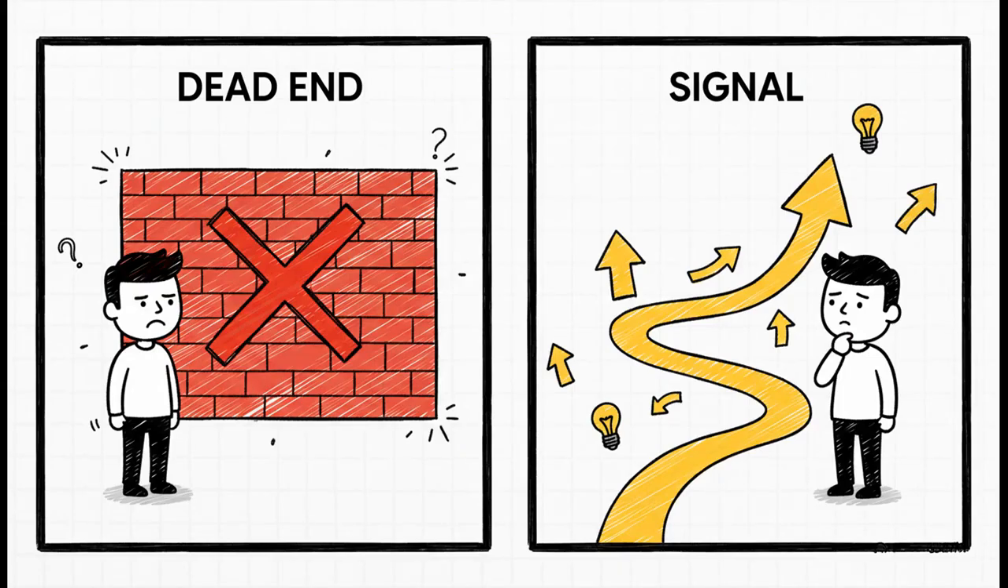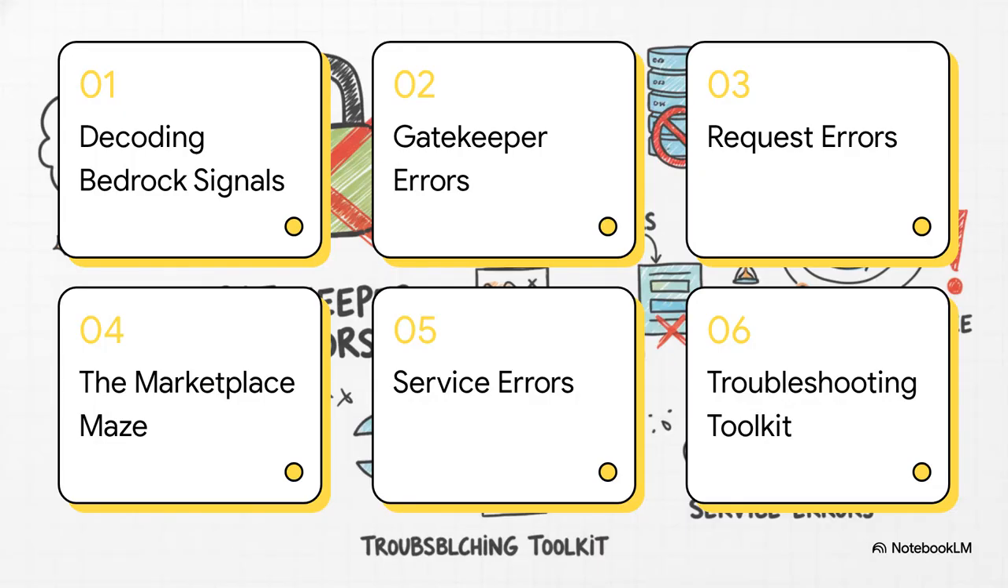So here's the big mindset shift we need to make. An error is not a dead end. It's not a failure. It's literally the API talking to you, giving you clues about what went wrong. Our job, as developers, is just to get good at translating its language. And to get really good at that, we're going to group these signals into a few key themes.